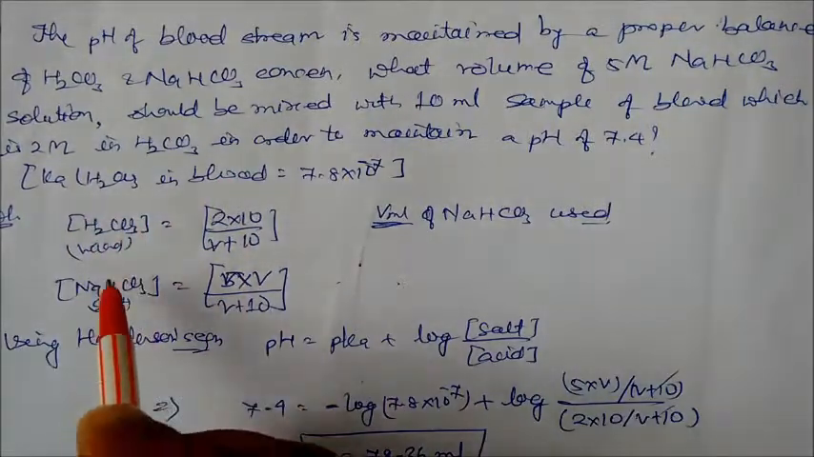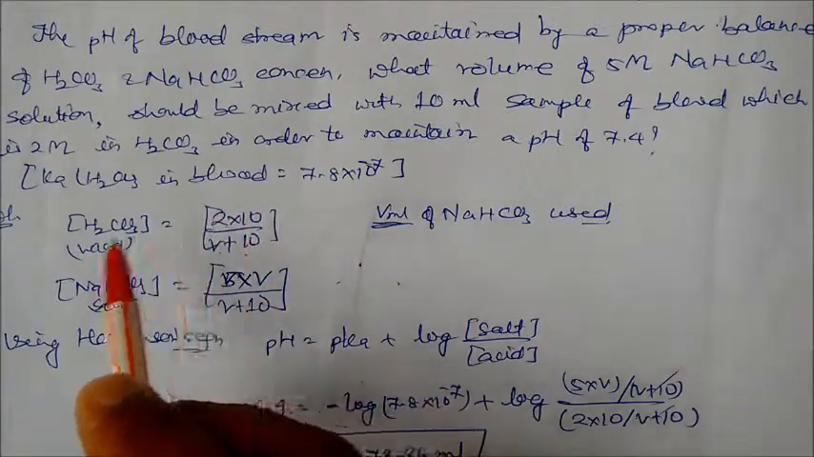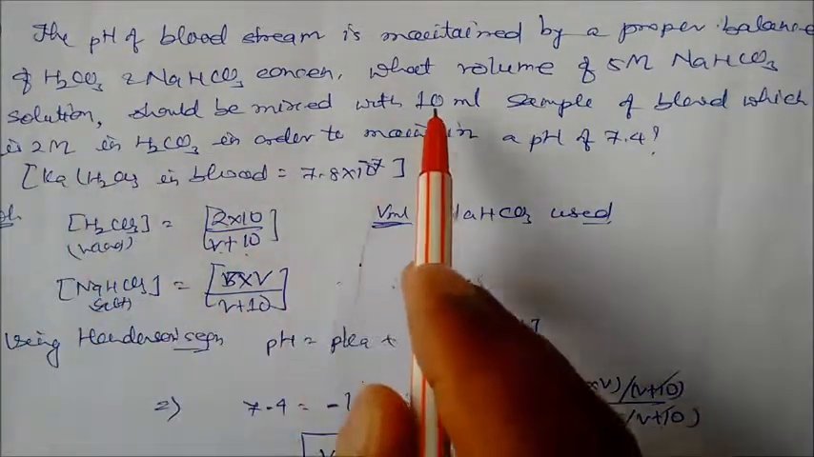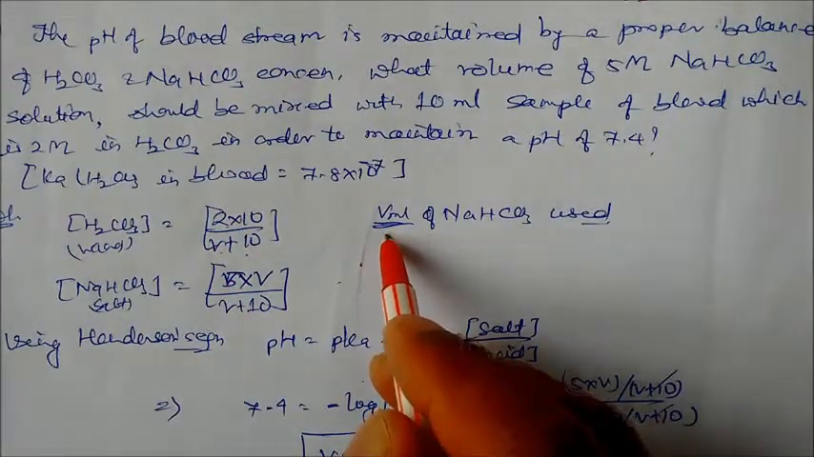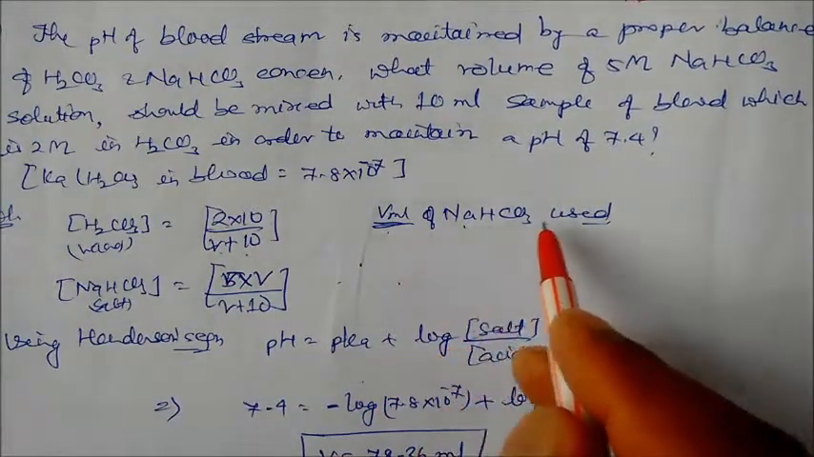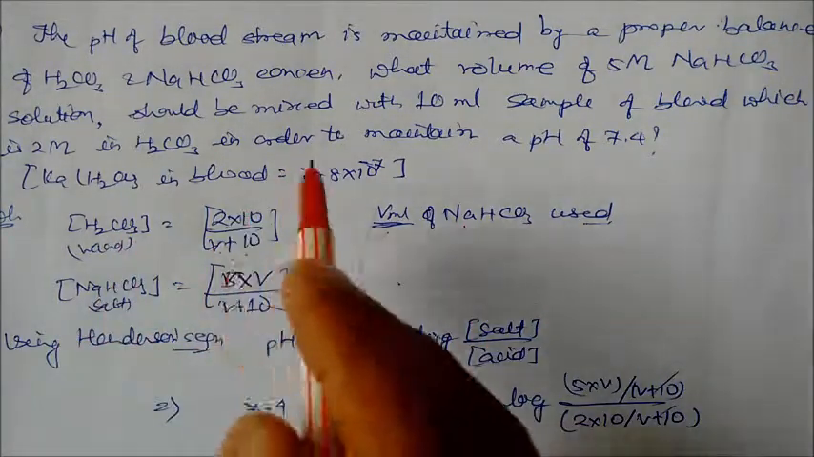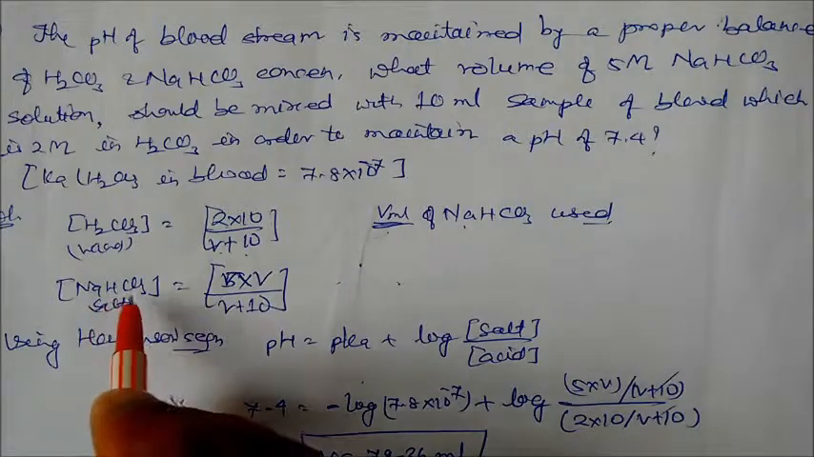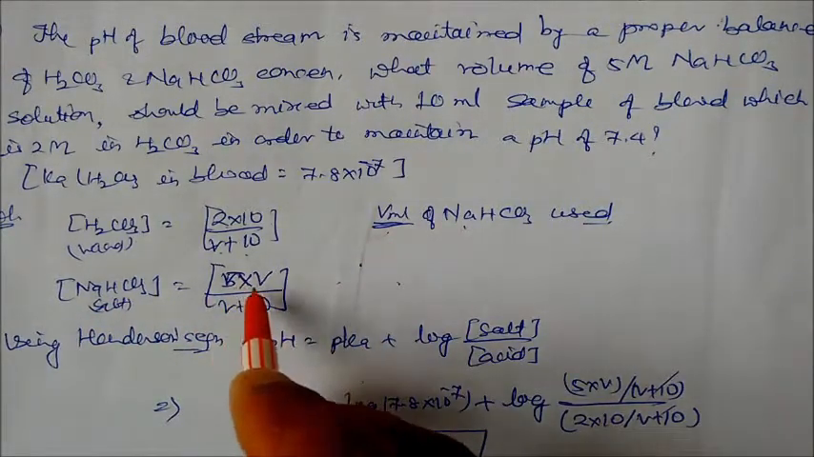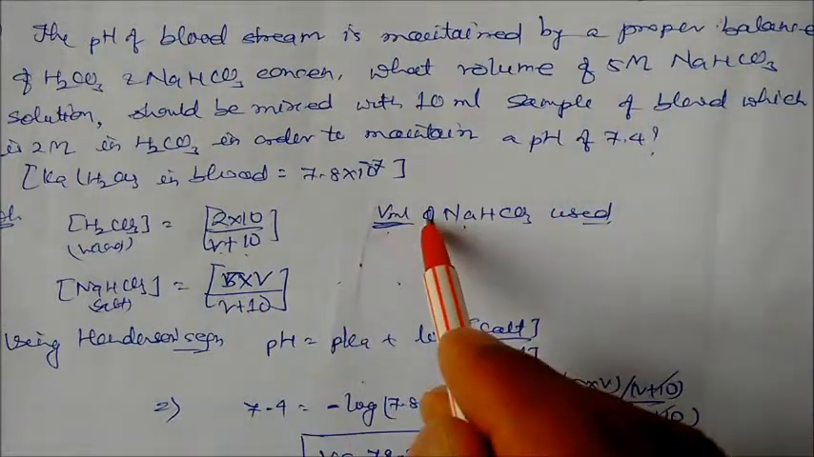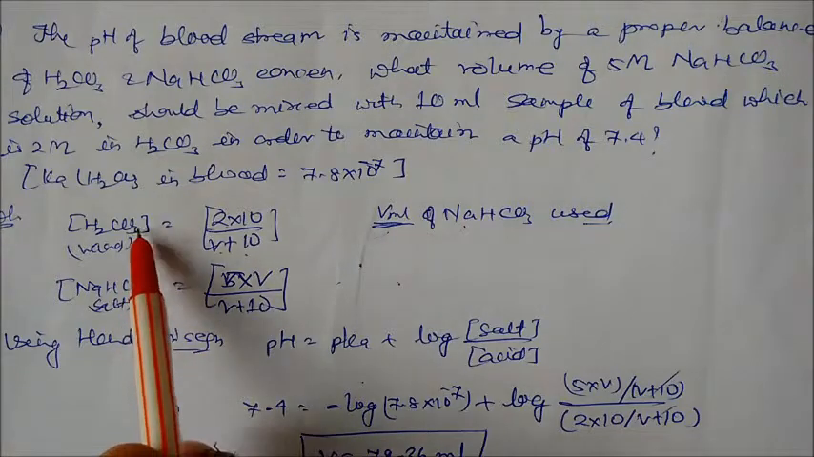So the concentration of acid is 2 into 10 by V plus 10. Why 2 into 10? Because 2 molarity, volume is 10. 10 is the sample of blood, and V ml is the sodium bicarbonate volume used. You have to add this with the H2CO3 volume also because the volume is increased. Similarly, the concentration of bicarbonate will automatically decrease on increasing the volume. So it is 5 into V by V plus 10, where 5 molarity is given and V they are asking.